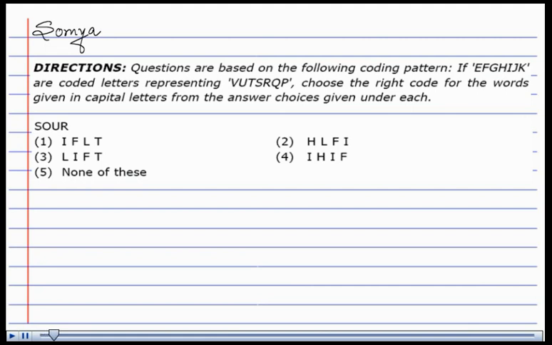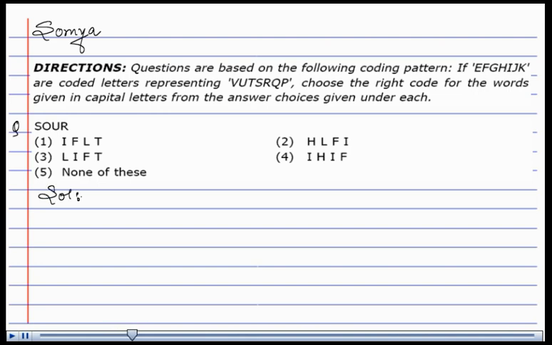Hello, I'm Soumya. Directions. Questions are based on the following coding pattern. If E, F, G, H, I, J, K are coded letters representing V, U, T, S, R, Q, P, choose the right code for the words given in capital letters from the answer choices given under each. And the question is, SAR.